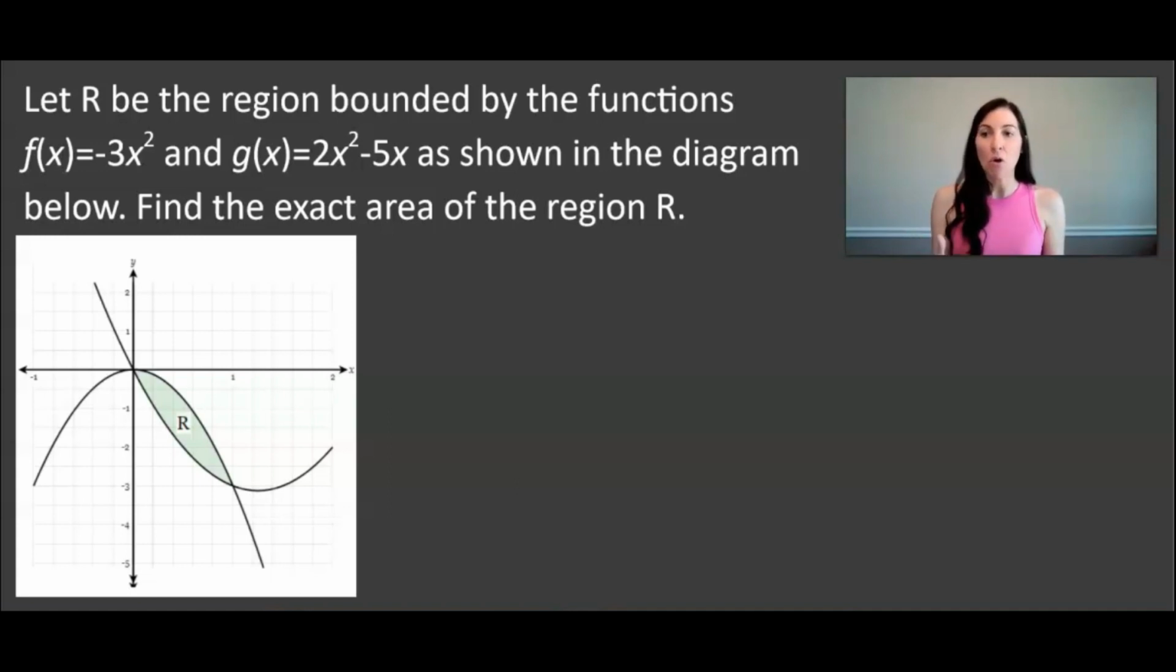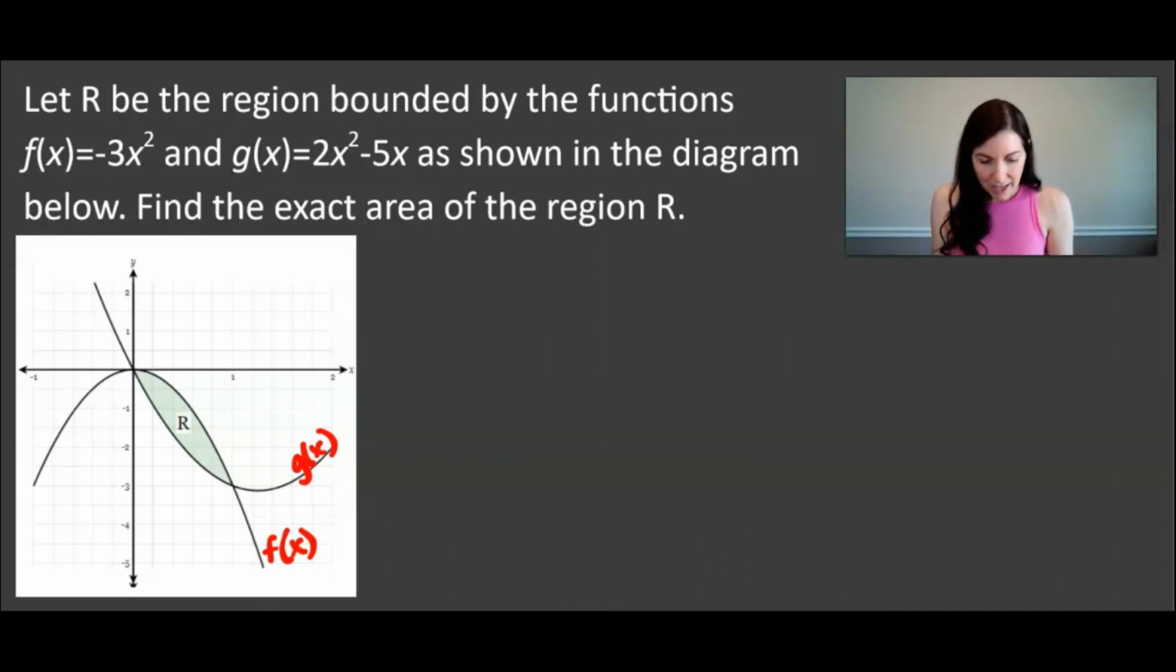That would be a parabola opening down, so that's going to be this parabola right there, and then g of x, notice because the a value of 2 is positive, that's a parabola opening up, so this function over here is going to be g of x, and I want to find the exact area of that region R. Like I said, for this we're going to use calculus, and specifically we're going to use an integral.